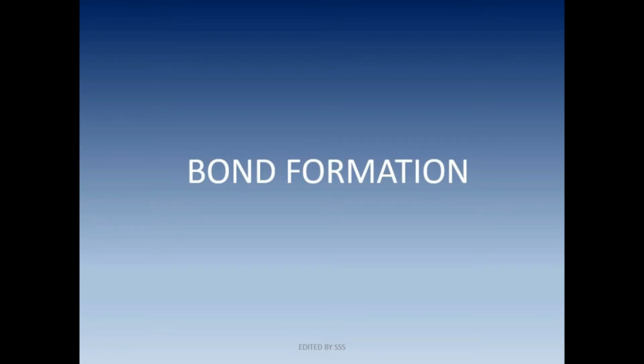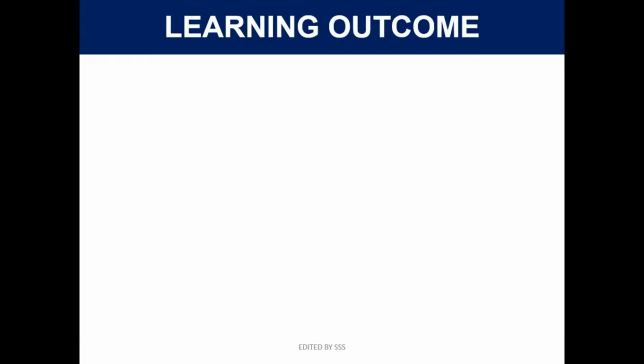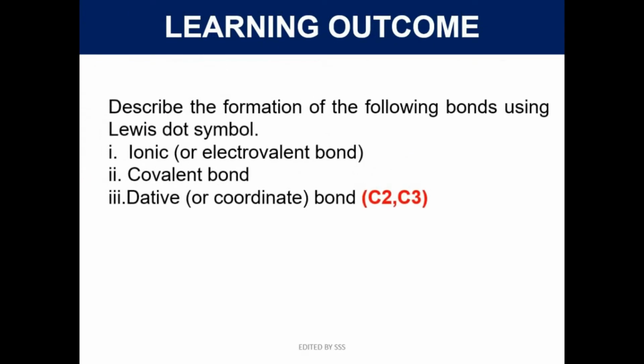Now, let's learn about bond formation. At the end of this lesson, students should be able to describe the formations of the following bonds using Lewis dot symbol: ionic bond, covalent bond, and dative bond.